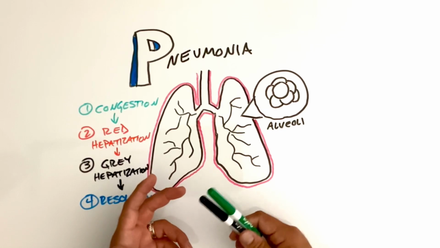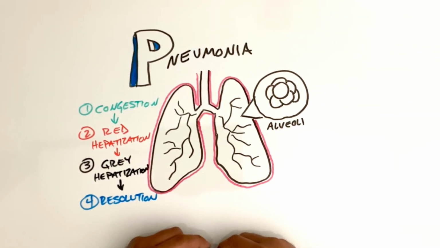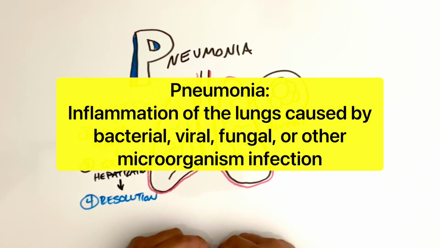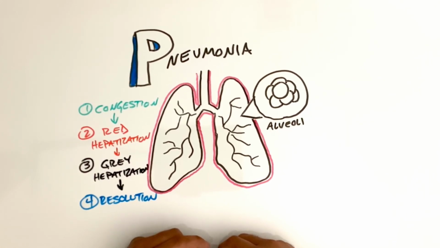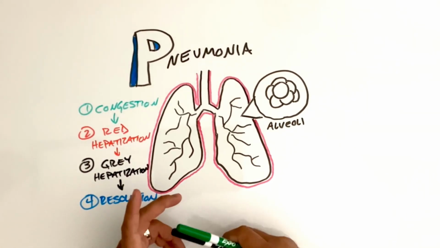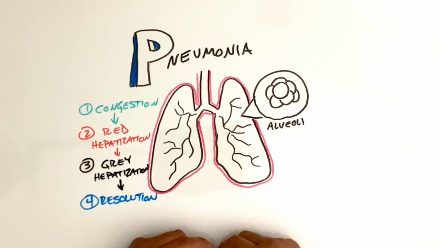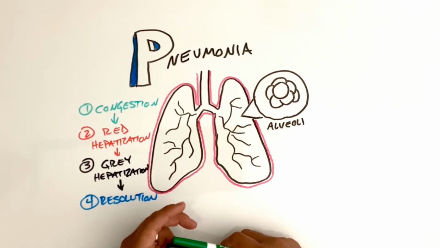So what is pneumonia? Pneumonia is an inflammation of the lungs caused by bacterial, viral, or fungal infections, or infections with other microorganisms. So far, they found over 30 different causes of pneumonia and how it's developing in the lungs. So it's pretty prevalent.